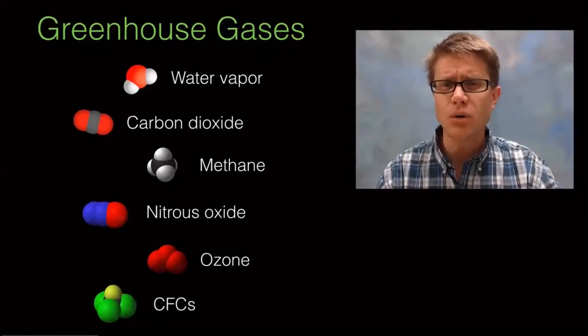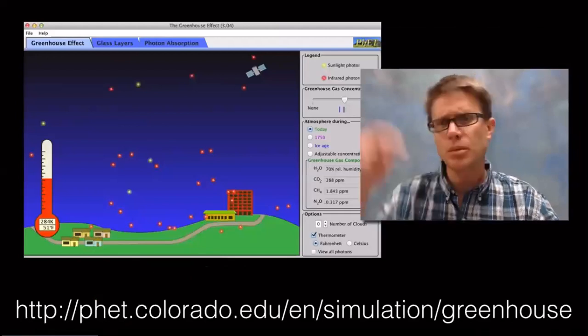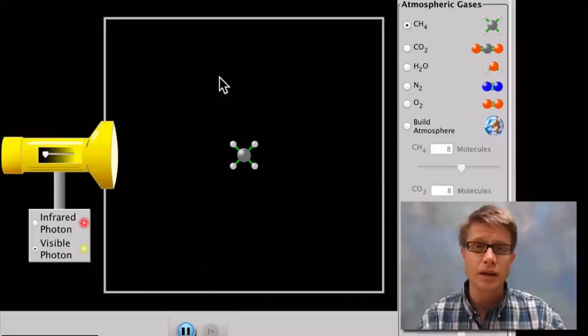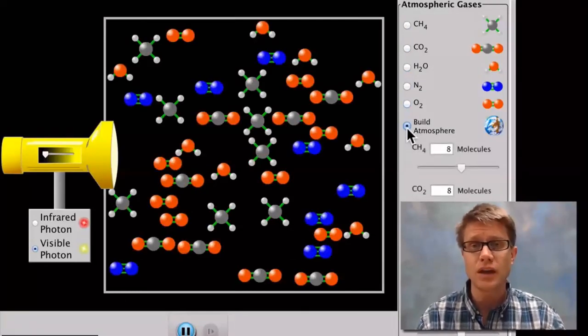And so how do they hold heat in? Well, I'm going to use a simulation to show you this. This is a PHET simulation, and so I'll put a link in the video description down below. I would encourage you to go there and check it out, but let's take a look at that. First thing you should look at is how visible photons and infrared photons interact with the gases that we're going to find in the atmosphere. And so in this simulation, we've got methane, we've got carbon dioxide, water vapor, nitrogen, and oxygen. So let me throw all of those into just a fake atmosphere.